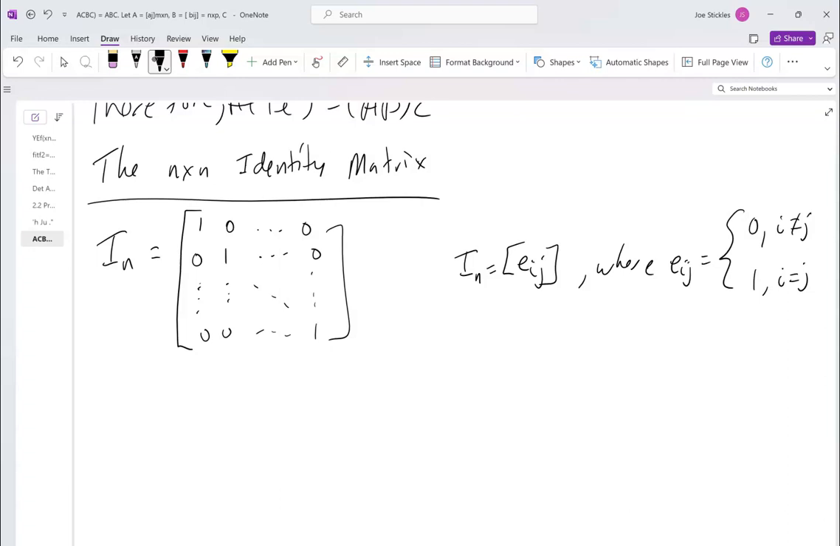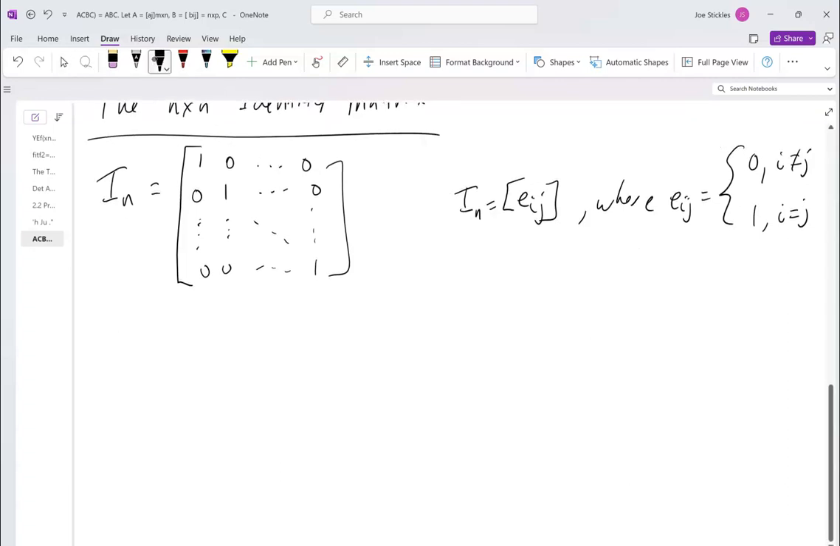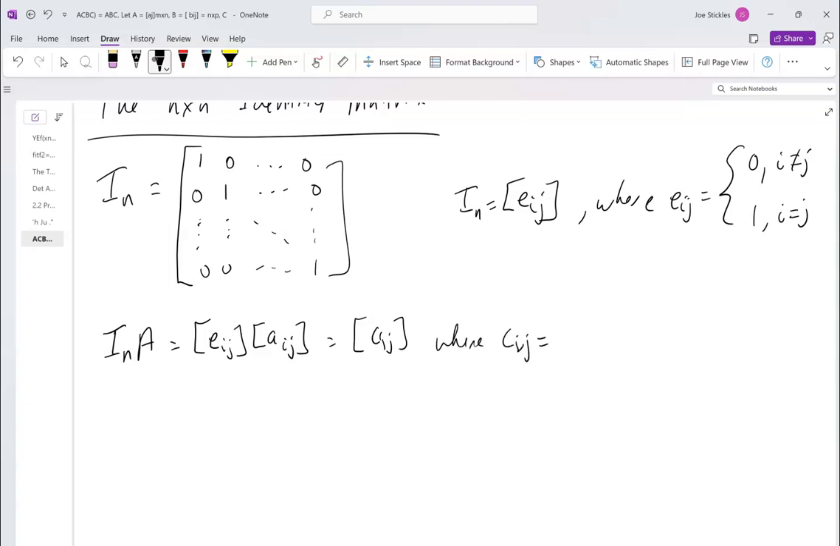So appealing to these general entries of the matrix, you can show that this really does give you back the same matrix that you started with. Generally speaking, if I wanted to do I sub n times A, let's suppose that your A was written as A sub ij this way. Let's look at what the general entry looks like and see that we get the same thing back again. Again, using how we define matrix multiplication, what do your C sub ij's look like here? If I call the general entry of I sub n times A, C sub ij, what does your general entry look like?